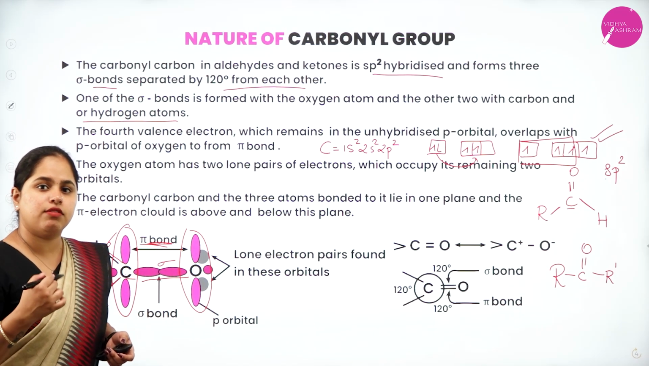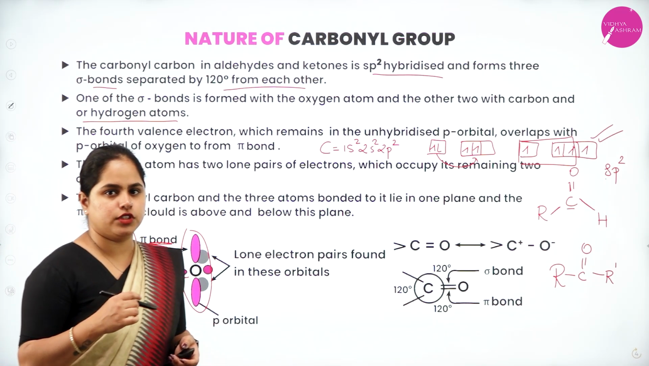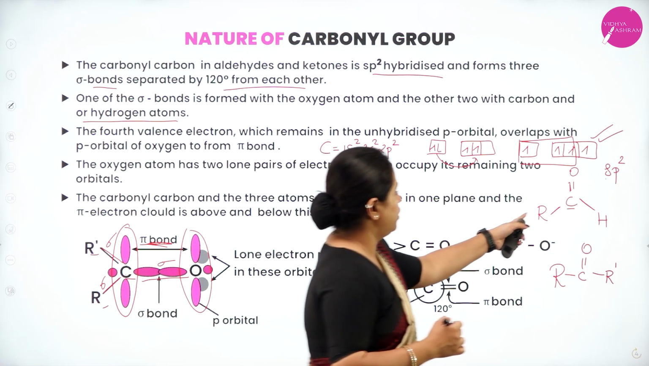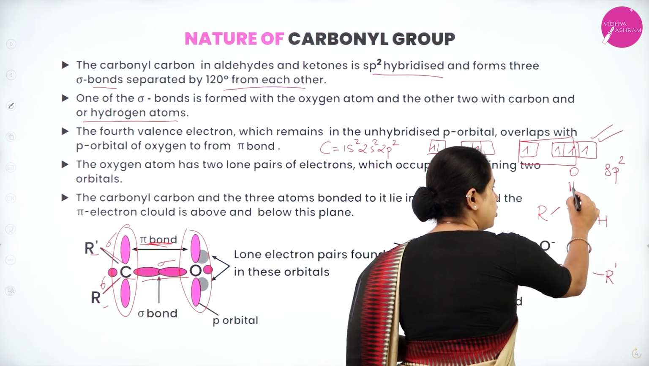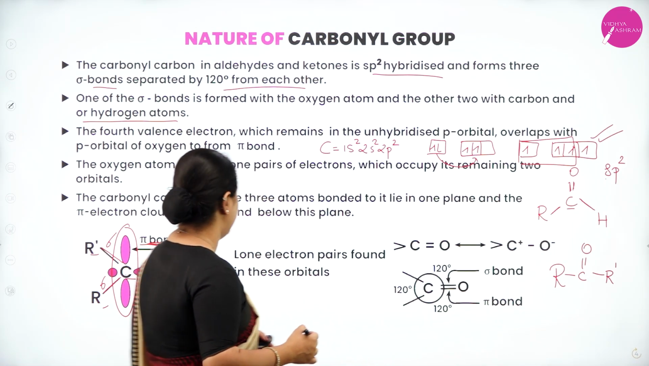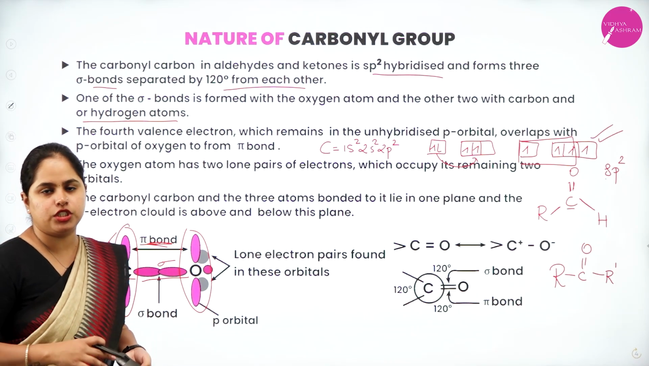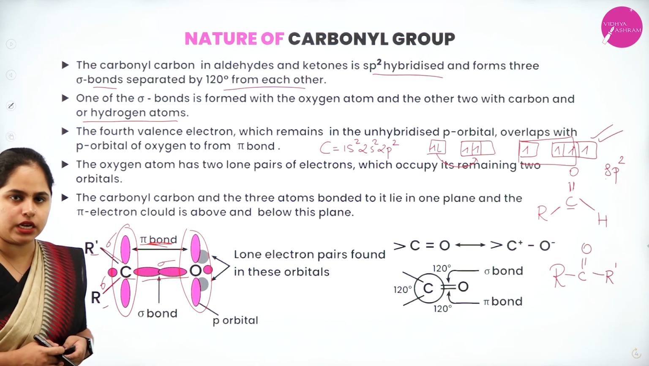So what you can say, there will be 3 sigma bonds and 1 pi bond formed, right? That is 1, 2, 3 sigma bonds, and the other bond which is shown here is a pi bond. Clear? Okay. So I hope the structure and nature of the carbonyl group is clear for you.